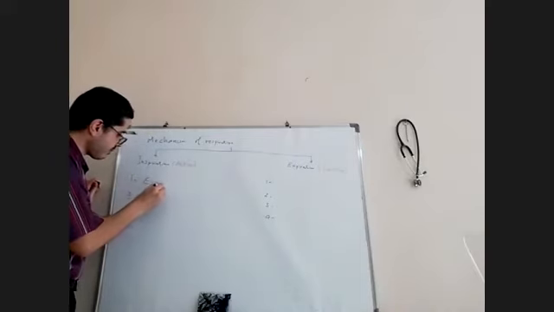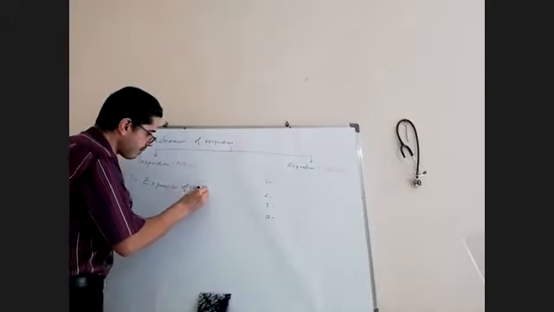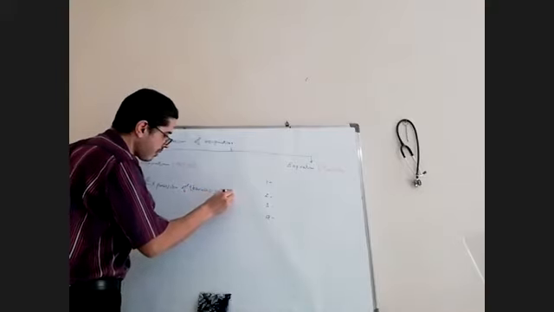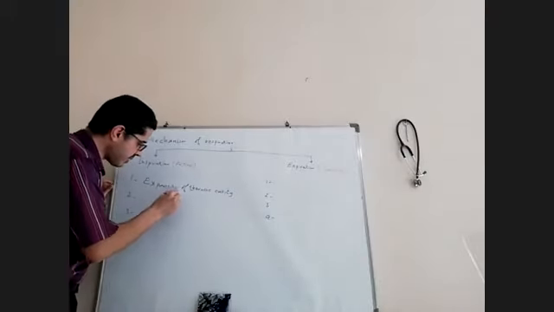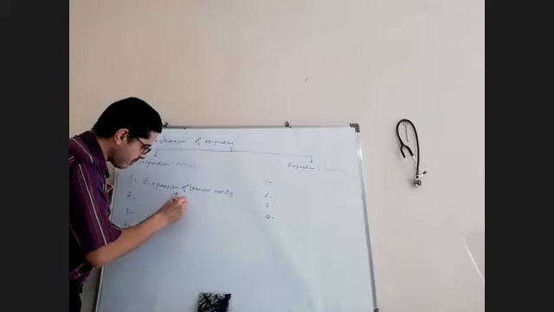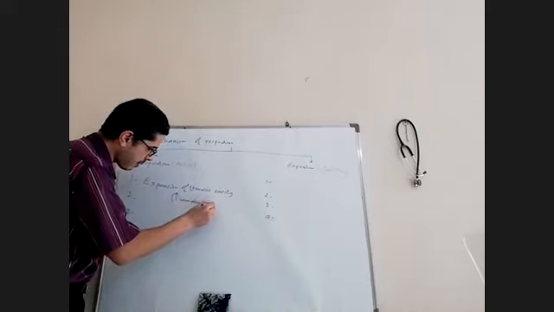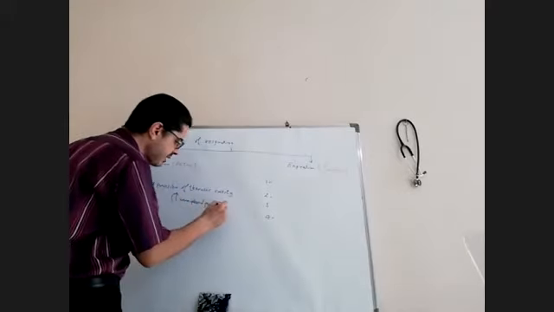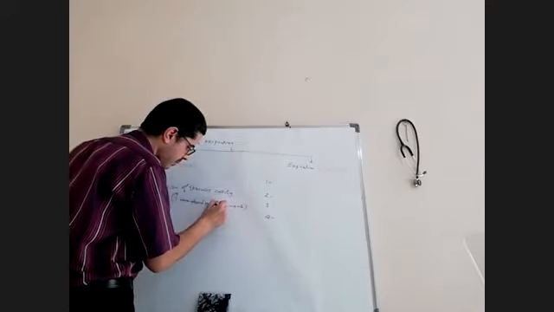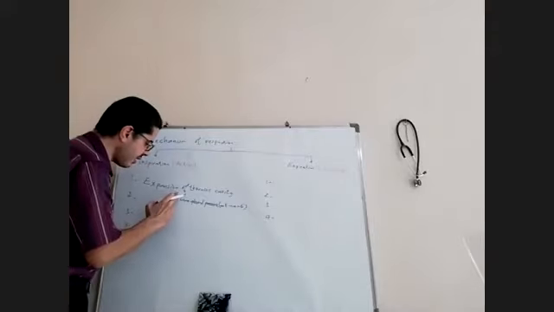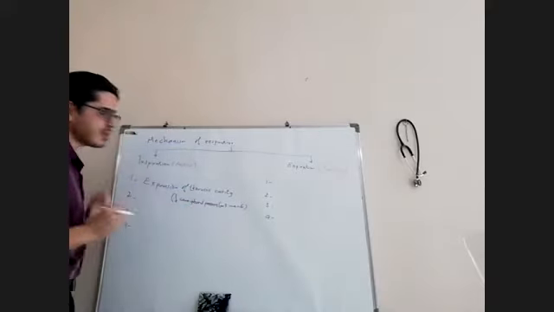So, expansion of the thoracic cavity. This is number one. This expansion of the thoracic cavity will increase intrapleural pressure towards the negative side. From -3, it becomes -6. So you can say increase intrapleural pressure toward the negative side, or you can say decrease intrapleural pressure. If you don't want confusion, you can say decrease intrapleural pressure because it becomes more negative.